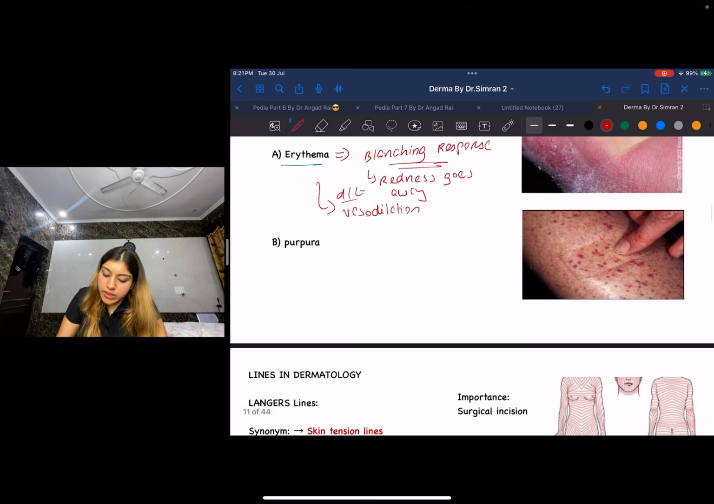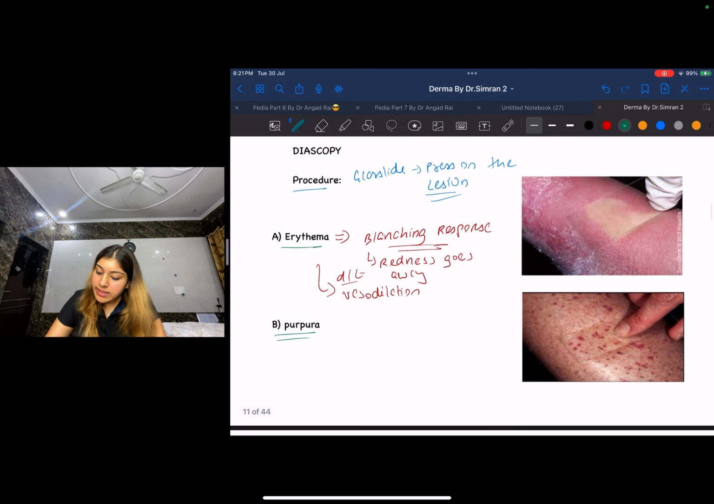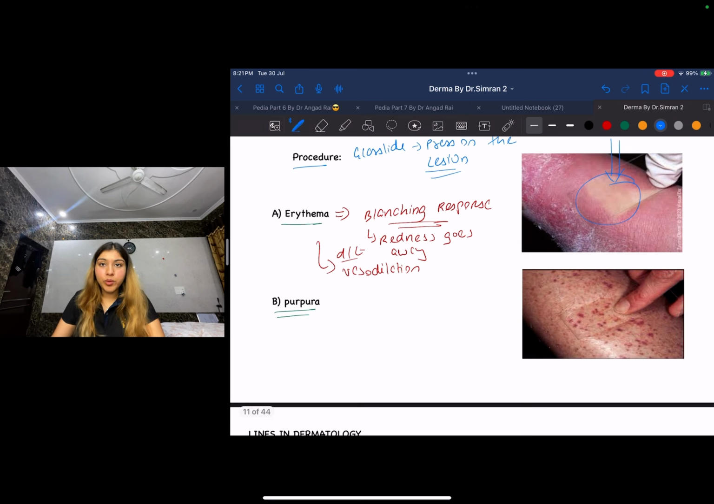Now what happens in a patient with purpura? You guys can see in this image that I have put over here, I put the glass slide, I'm applying a pressure on the lesion, and you can see that the redness has gone away. That means it is a blanching response. Now in a patient who has purpura, I will take a glass slide, I will put it again on the lesion, but the redness will not go away. This is called a non-blanching response. Why does this happen? This happens due to extravasation of RBC.